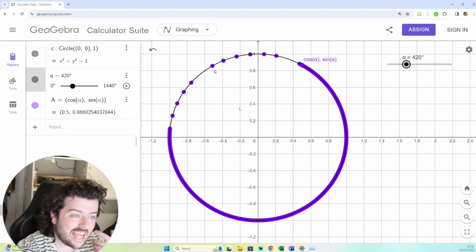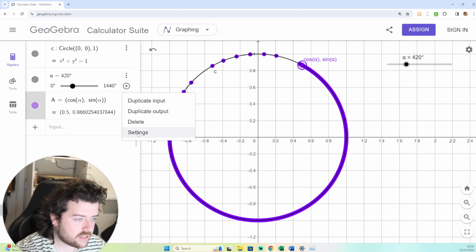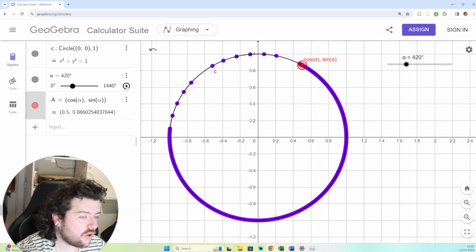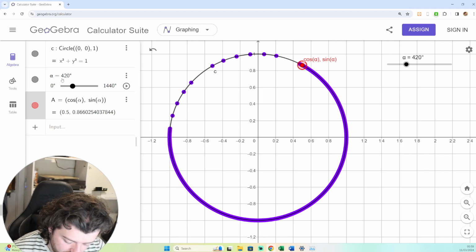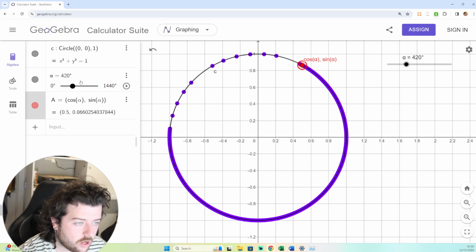I can do this an infinite number of times. What if I add another 360 degrees on? Let me see if I can change the color of this to red or something. Let's add on another 360 degrees. So 420 plus 360 is 780. I'm going to go up to 780 now.